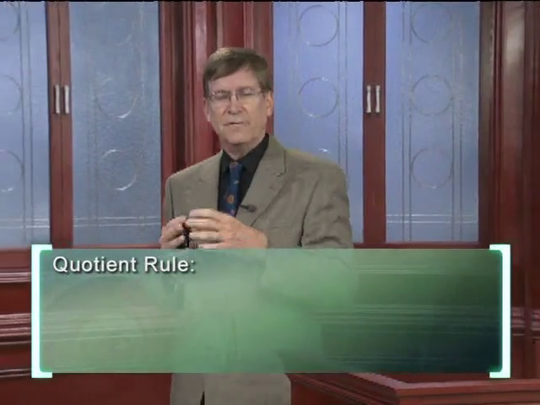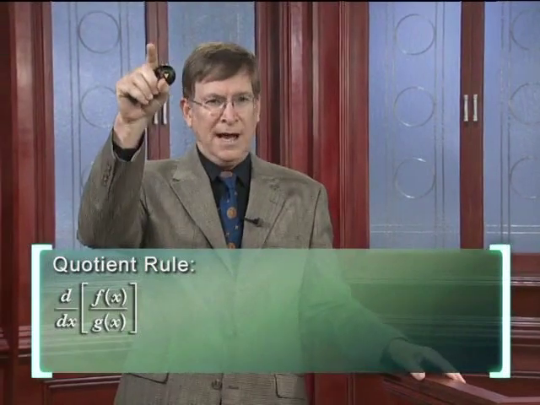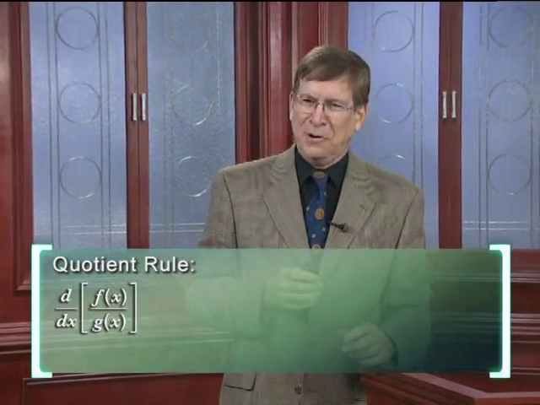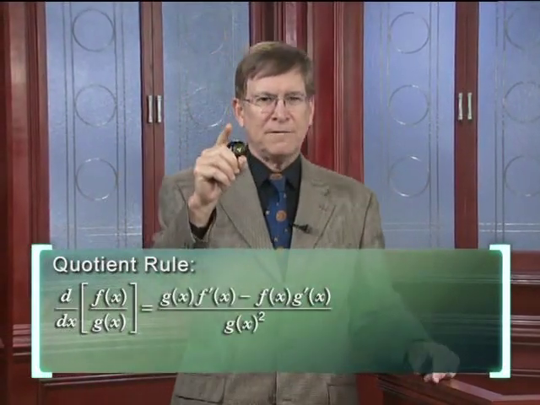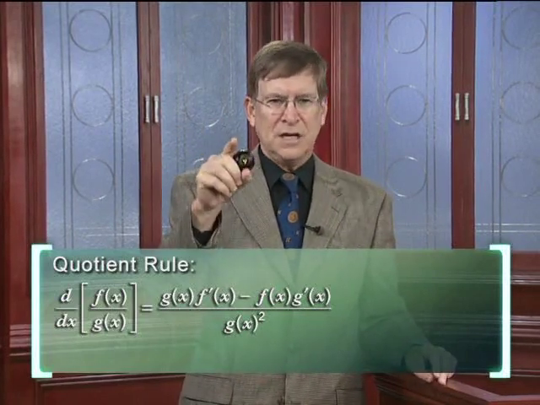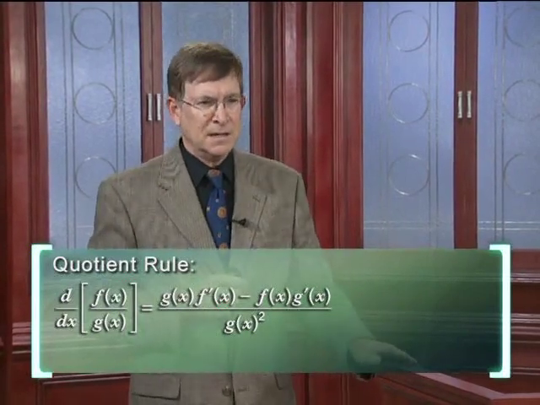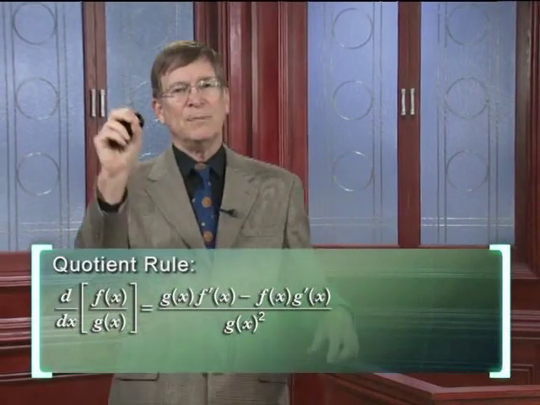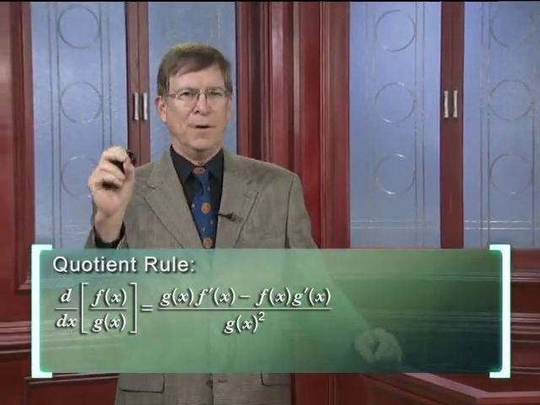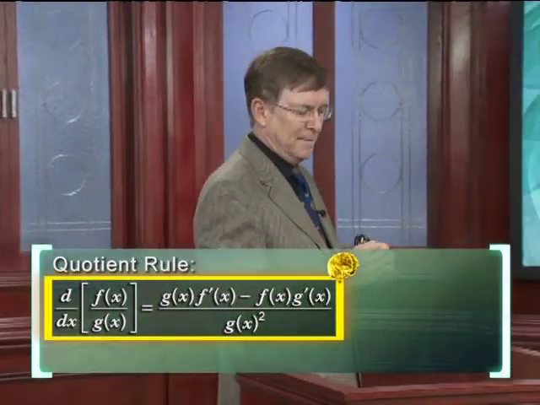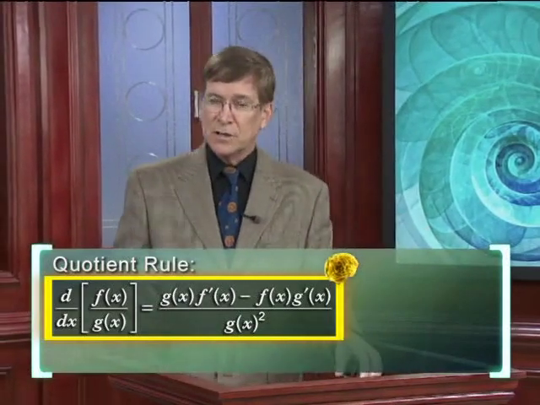What's the derivative of the quotient of two functions? Well, the derivative of the function f divided by the function g is given by this formula. It's pretty scary. It's g times f prime minus f times g prime over the bottom g squared. Let me say it again. It's the bottom function times the derivative of the top minus the top times the derivative of the bottom over the bottom squared. Okay? Again, you've got to memorize this formula. It comes up all the time in calculus problems.